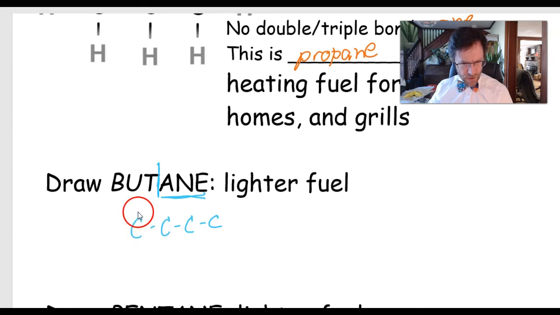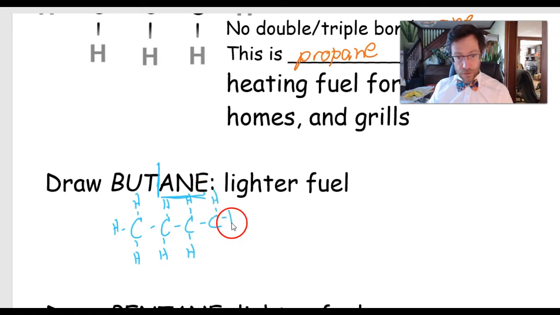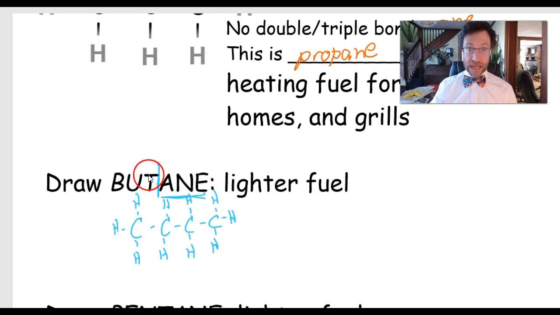So all single bonds. Now we throw in the hydrogens so that every carbon has, count them up, 4 bonds. This dude has 1 right there. 2, 3, 4. This dude, 1, 2 bonds. So that's 2, 3, 4. That dude right there, he's got 2 bonds. 3, 4. This guy right here, he's got 1 bond. 2, 3. Yeah, there you go. So there's butane. That's the gas in your lighter.